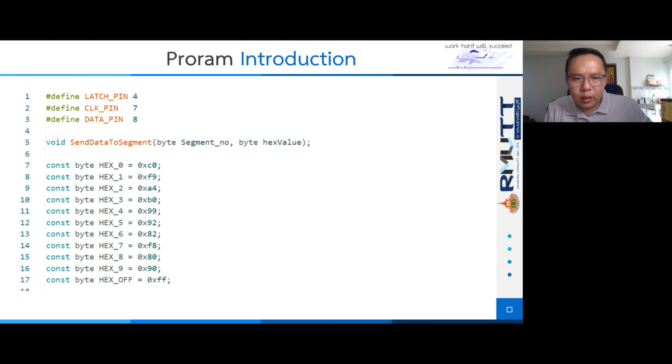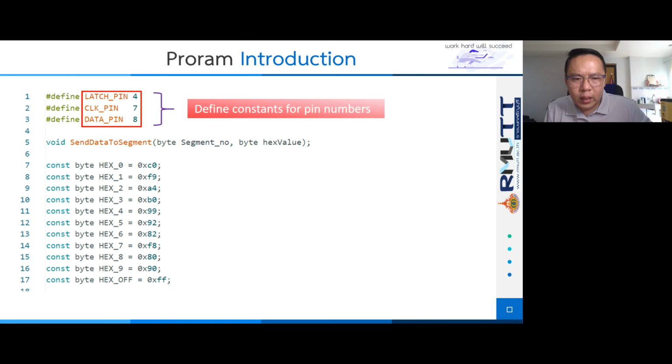For this, these lines of code are preprocessor directives in C sharp used in Arduino programming to define constants for pin numbers. For row 1, 2, 3: row 1 defines a constant named latch pin and assigns it the value 4, often used for controlling a latch pin in a shift register.